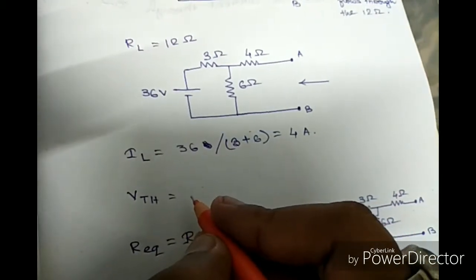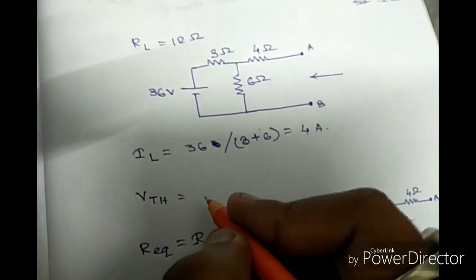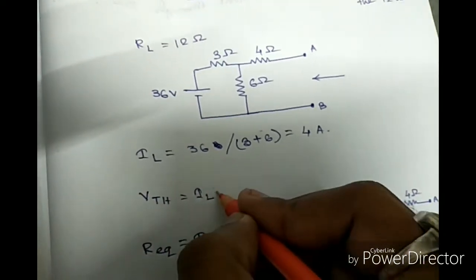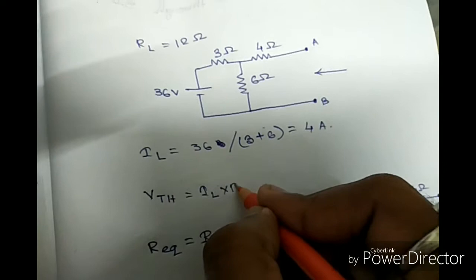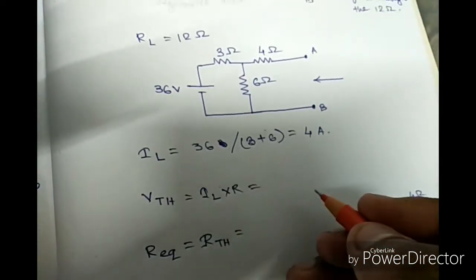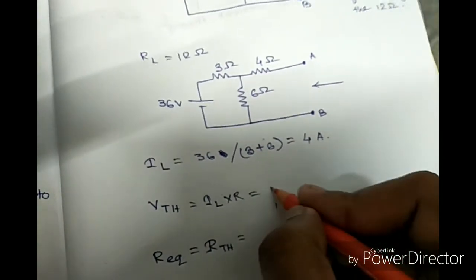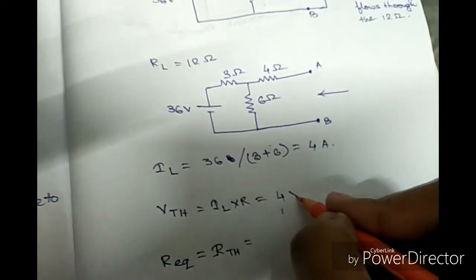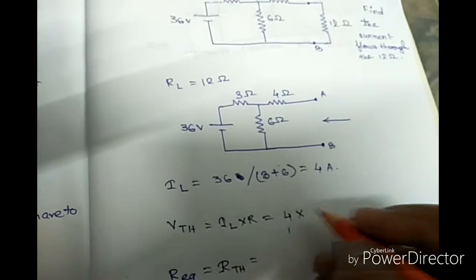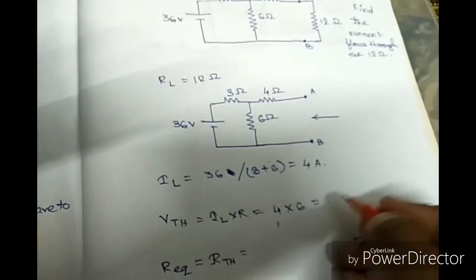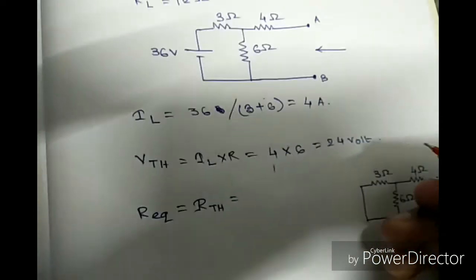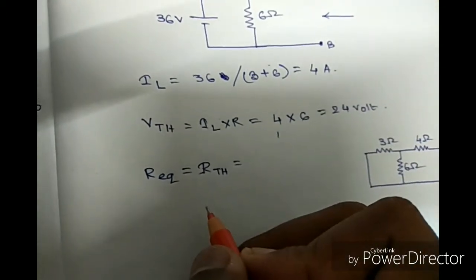Next we have to calculate the Thevenin's voltage. To calculate the Thevenin's voltage, we apply Ohm's law, that is V is equal to IR, that is line current into R. So that will be 4 ampere, that is the line current, and the R will be 6, as we have to calculate the open circuit voltage across the 6 ohm resistance. So it will be 24 volt.